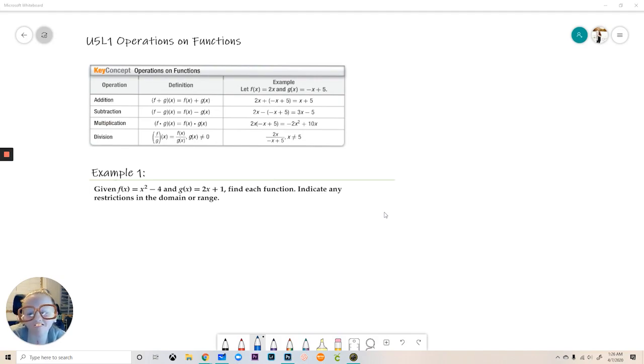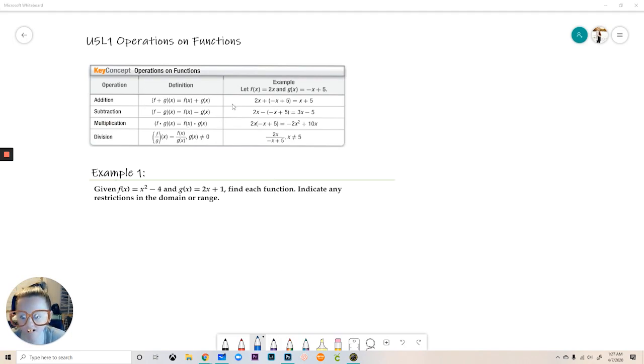Unit 5, Lesson 1, Operations on Functions. All right, adding, subtracting, multiplying, dividing functions. We've kind of talked about all of these before. We're just going to put it together, a little bit of a refresh section. This one's super fast today, so that's exciting.